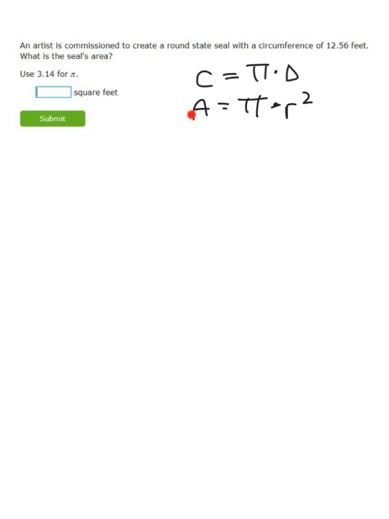So they give me the circumference right here, 12.56 feet, and they want me to find the area. I can't find the area until I know the radius. Well, I can't find the radius from the circumference, but I can find the diameter. So what I'm going to do is start with circumference, use that to figure out diameter, use that to find the radius, and then use the radius to find the area. It's a lot of steps, so we'll take them one at a time.